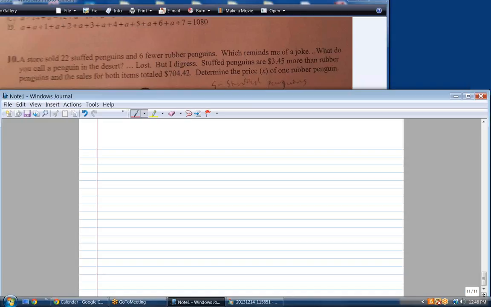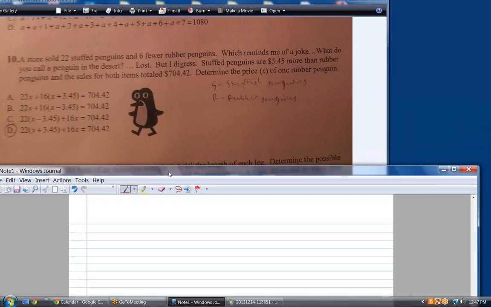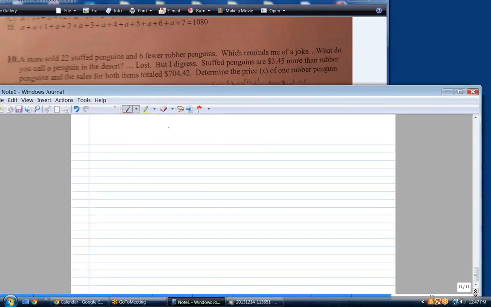Okay, this is fairly straightforward. Hold on, interesting. Why don't they tell us how many rubber penguins they sold? We know it's 16. In other words, they're telling us they sold 22 stuffed and 6 fewer rubber, so it's 22 stuffed and 16 rubber. Stuffed penguins are $3.45 more than rubber penguins, and the sales for both total $7.04.